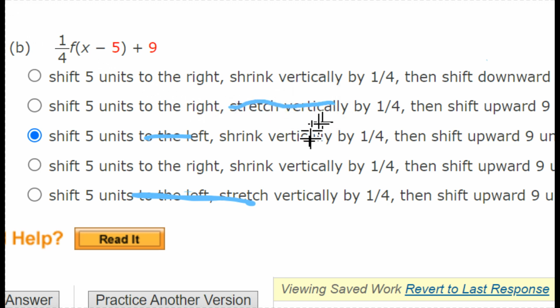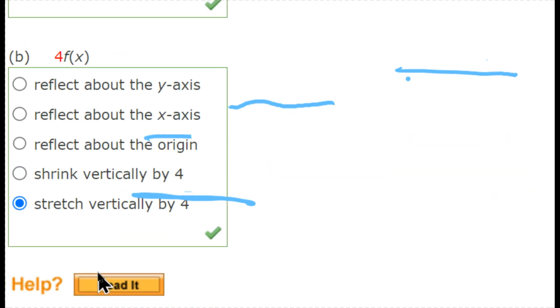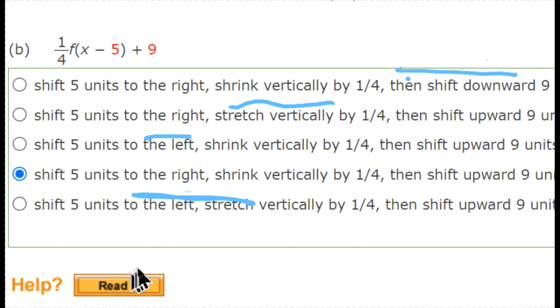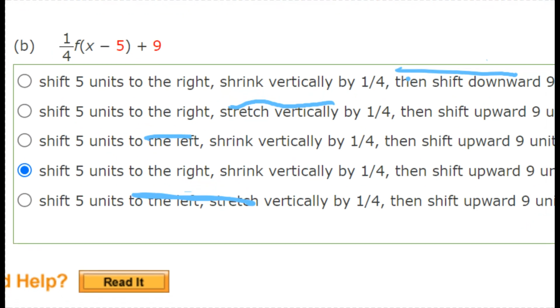So they probably do not mean for you to say stretch here. And then it's going to shift up by 9 units, so it won't be this one. And so you're left only with the one option. Let's see if it takes it. I didn't answer part A, so it's going to, I guess, count it wrong. Or it's not going to count it at all. Okay, this is what they wanted. You can see the green check mark.